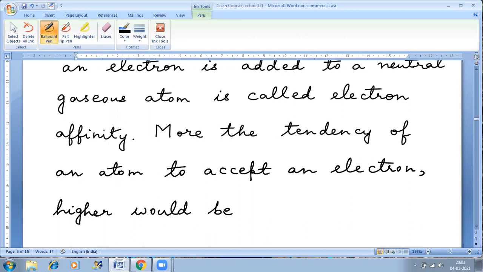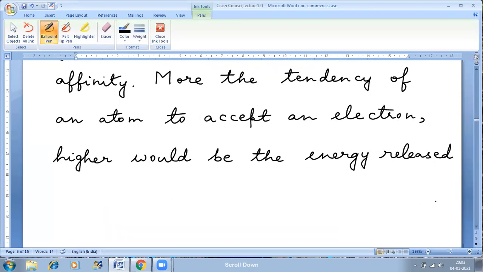So if an element is very happy after accepting one electron, then more amount of energy will be released. Higher the energy released means it is happy after accepting one electron, and so higher is the electron affinity.